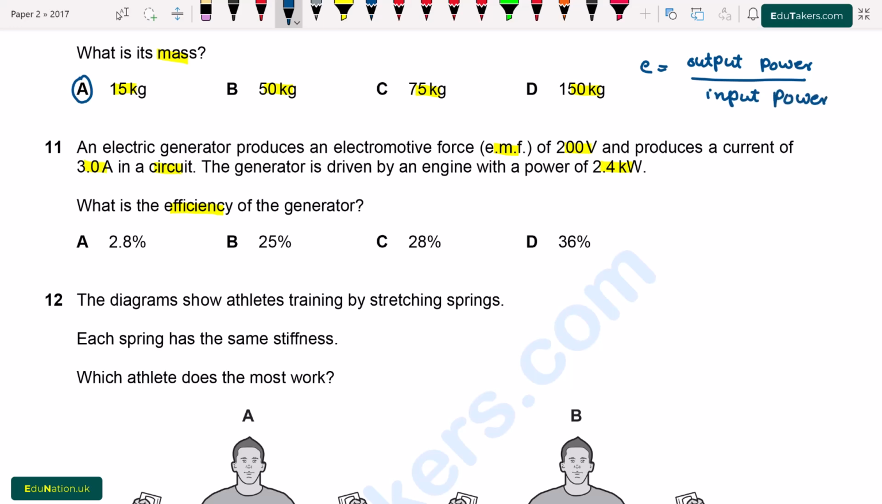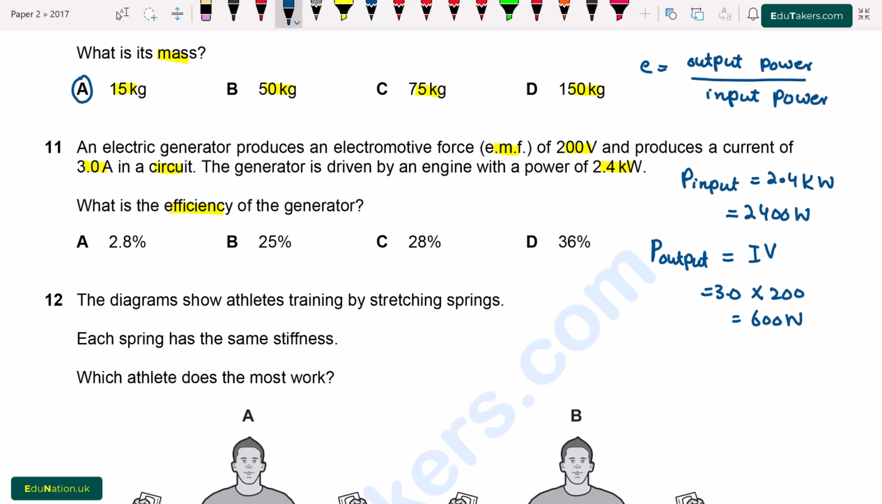Here input power is given, which is 2.4 kilowatt. So I write here input power is equal to 2.4 kilowatt. This will be equal to 2400 watt. We don't know the value of the output power, but we can find out this by using the value of the current and electromotive force. So I write here output power will be equal to IV, current is given 3.0 ampere, multiplied by 200. So this will be equal to 600 watt.